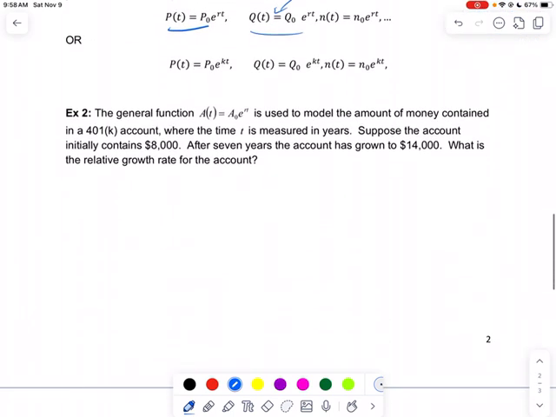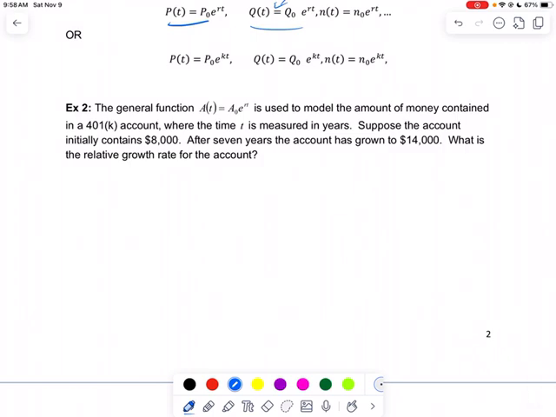So the general function A of t is equal to A sub 0 e to the RT. As I just mentioned, you can have P, Q, A, B, C, whatever. This function is used to model the amount of money contained in a 401k account, where the time t is measured in years. Keep that in your memory. Suppose the account initially contains $8,000. So the initial amount A naught is $8,000.